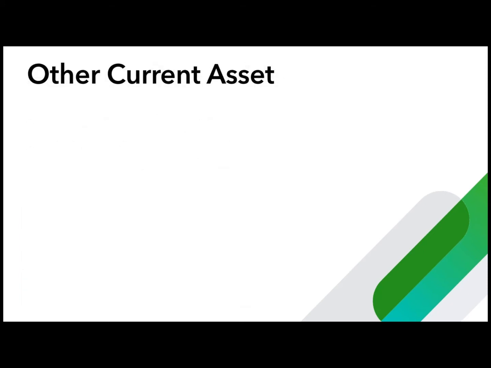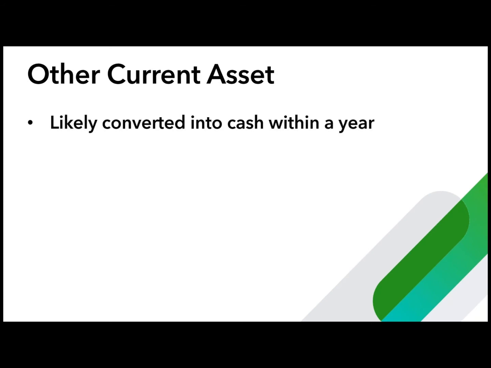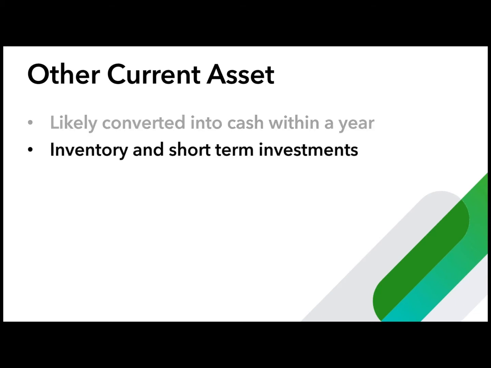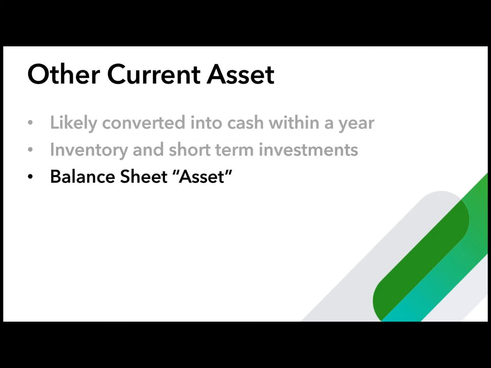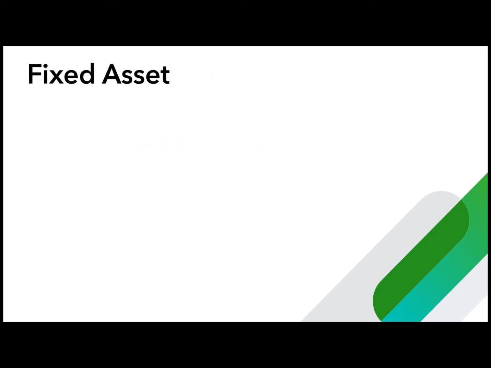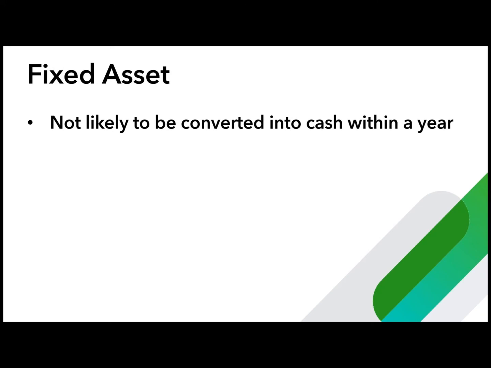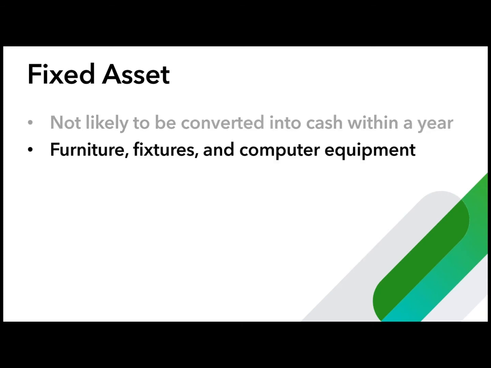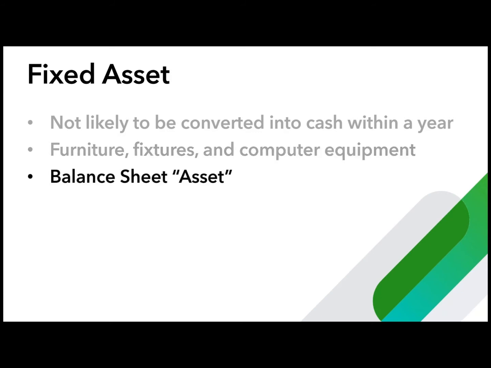The third type of account is Other Current Asset. These are assets you intend to convert into cash within 1 year. Examples include inventory and short-term investments. These accounts appear in the Assets section of the balance sheet. The next type is called Fixed Asset. These are assets you don't intend to convert into cash within 1 year. Fixed assets might include furniture, fixtures, and computer equipment. QuickBooks also shows fixed assets in the Assets section of the balance sheet.